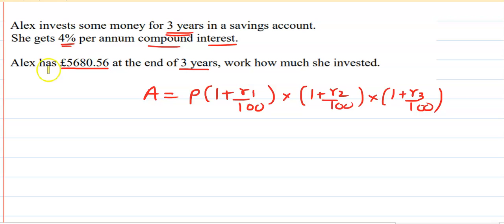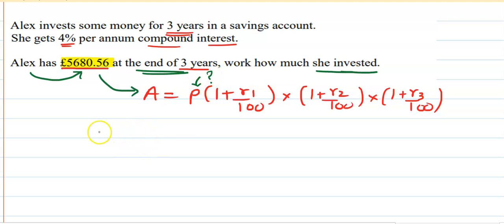Now you need to think about this money, whether this is P or A, whether it is a principal or amount. Because Alex is getting this much at the end of 3 years, this will be amount, not principal. So work out how much she invested. This is what we need to find out.